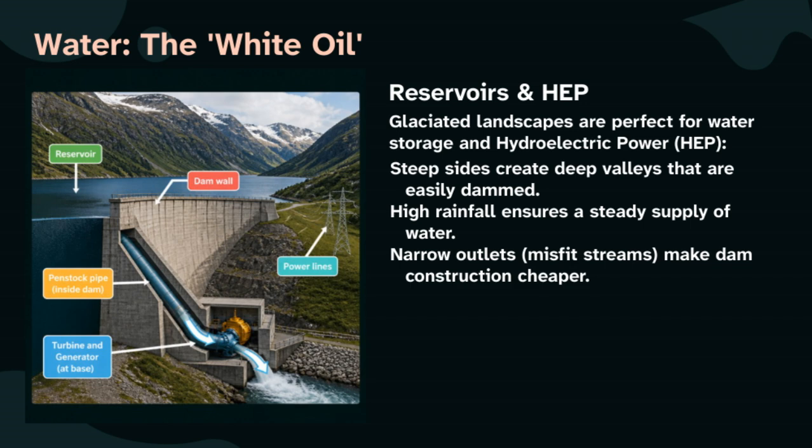Let's ask a question. Why are glaciated valleys good locations for reservoirs? Here's a model answer. Because they are deep, steep-sided valleys with high rainfall and narrow outlets, making them easier to dam and useful for storing large amounts of water.